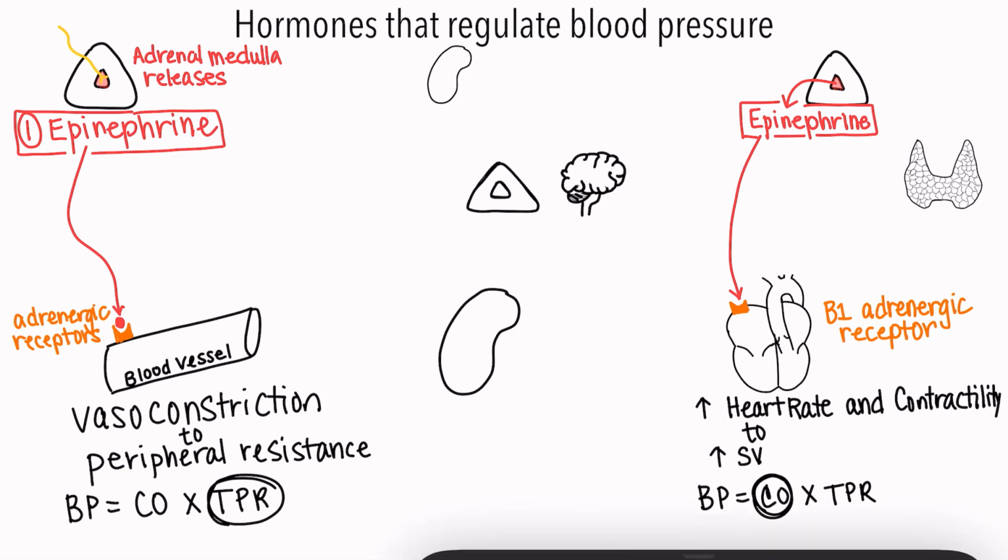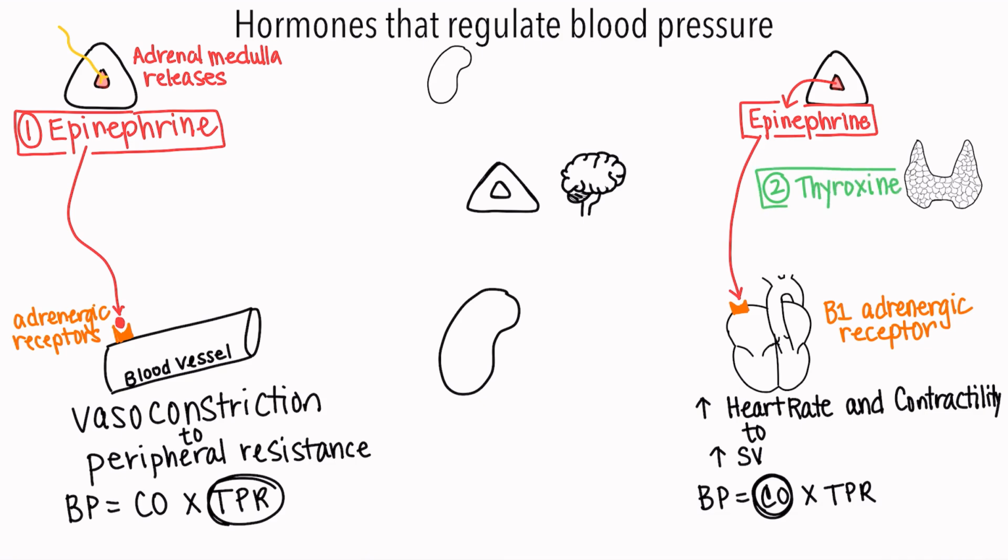Another hormone that can increase heart rate and contractility is your thyroid gland, which releases a hormone called thyroxine. This is your metabolic hormone. And when your metabolism is faster, you need more blood flow and more oxygen going to your tissues. So this thyroid gland, one of the effects of the hormone it releases, thyroxine, is to increase heart rate and contractility.